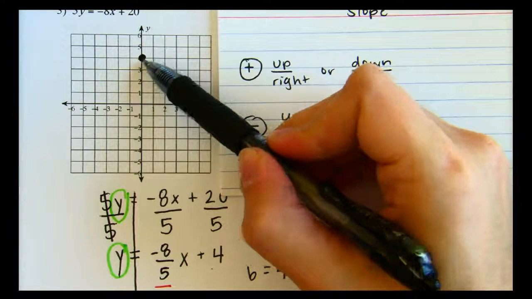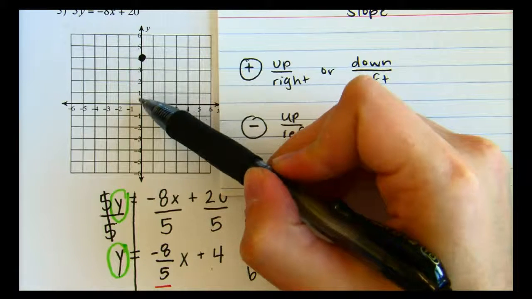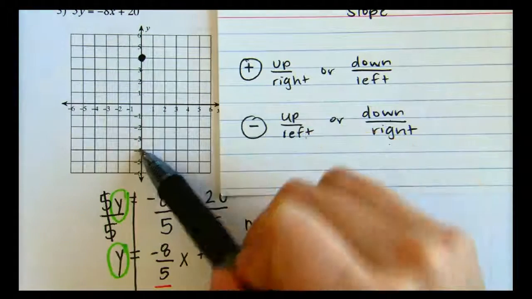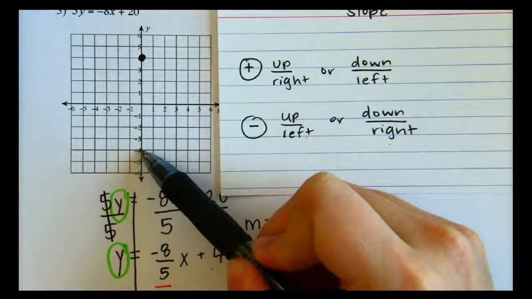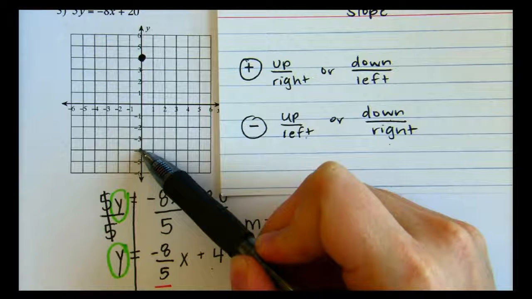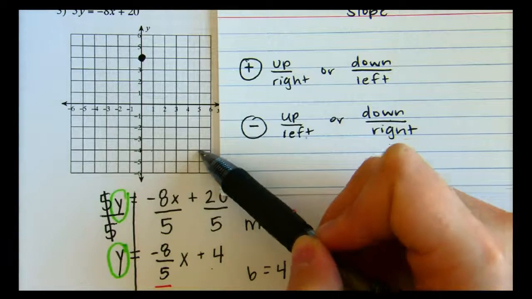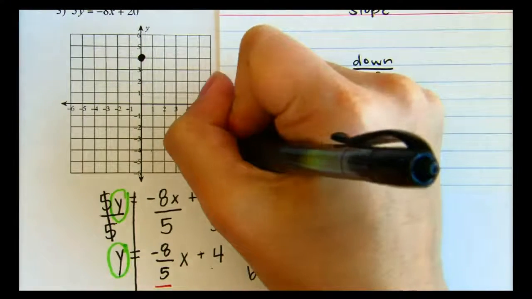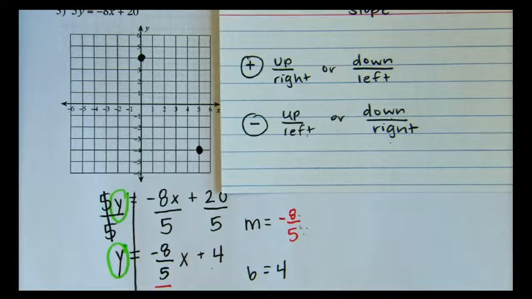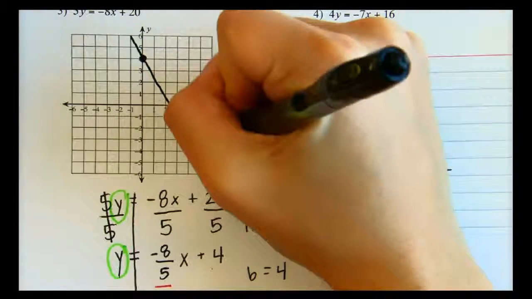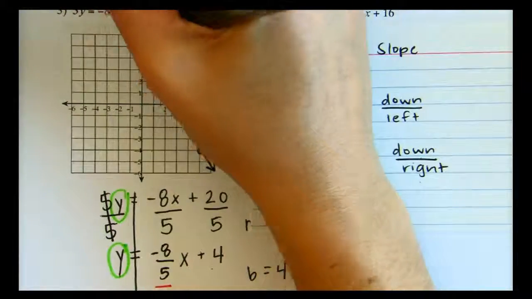So I'm going to count down 1, 2, 3, 4, 5, 6, 7, 8. And then I'm going to count to the right 5 units. 1, 2, 3, 4, 5. So that I end up at this point over here. Those are the only 2 points that are going to fit on my coordinate plane. So I'm going to just connect them in a line.